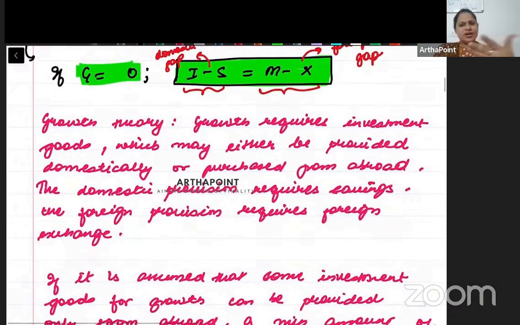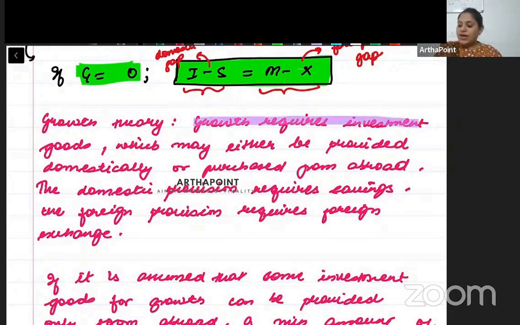Now, let's go a little further and think about it. What is the growth theory in any market? किसी भी economy की growth theory क्या कहती है? किसी भी economy की growth theory ये कहती है कि investment से ही growth आती है. If you invest in goods, चाहे वो investment domestically हो या वो capital goods मैं इंडिया के बाहर से लेकर आऊं, but growth requires investment goods. So any growth theory suggests that growth requires investment goods. It can come domestically or it can be purchased from abroad.